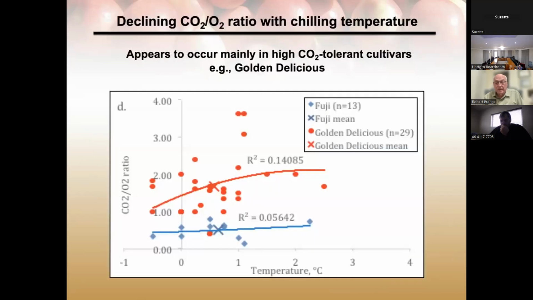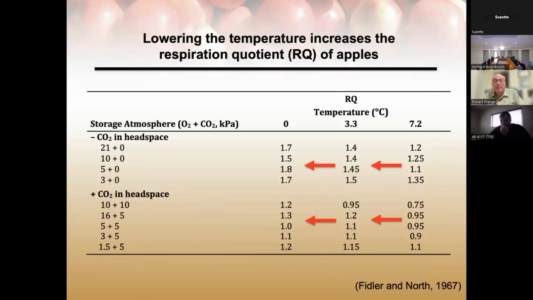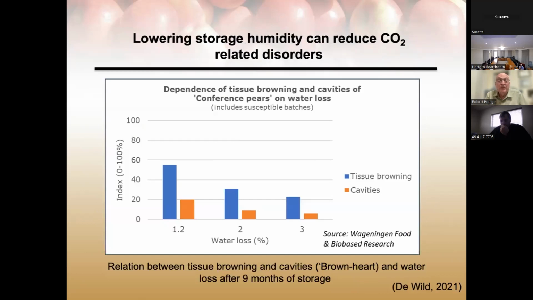One can also see the same phenomenon with HarvestWatch fluorescence. When you drop the temperature, the HarvestWatch fluorescence likewise shows an uptick in the baseline, and that's immediately seen. Okay, so the RQ is affected by the temperature.